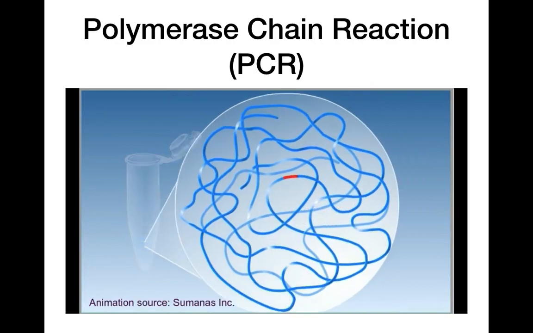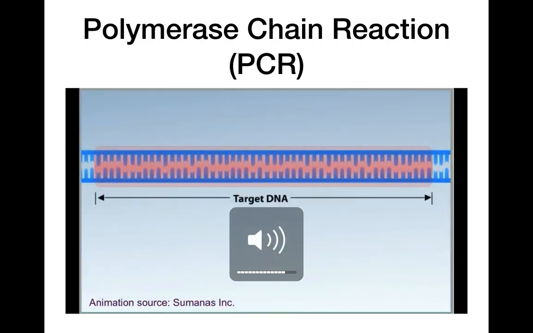A sample of chromosomal DNA, also called the genomic DNA, can be used as the starting material for the polymerase chain reaction, also known as PCR. With PCR, an investigator can amplify a single copy of a DNA segment into billions of identical copies. The DNA segment of interest or target DNA is indicated as red.